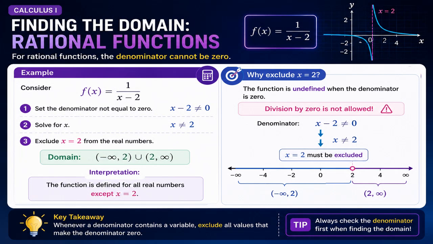This example illustrates an important rule. Whenever a function contains a denominator, we must exclude any value that makes the denominator equal to 0.